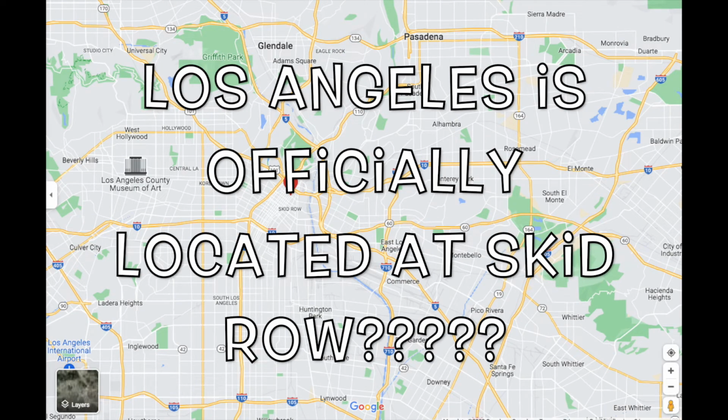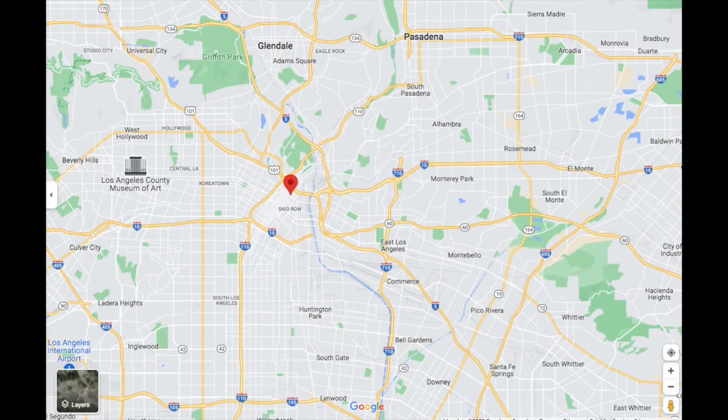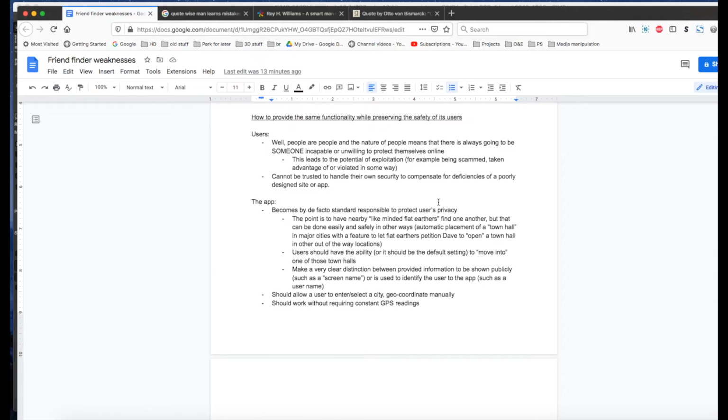So this town square or town whatever could be placed automatically from various sources. And if somebody happens to be out in the middle of nowhere and they want to set something similar up, they could just simply push a button and say, I'd like to petition Dave to open up a town hall or a town square right about here.